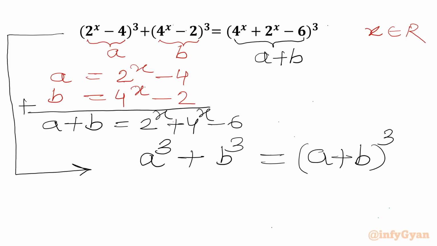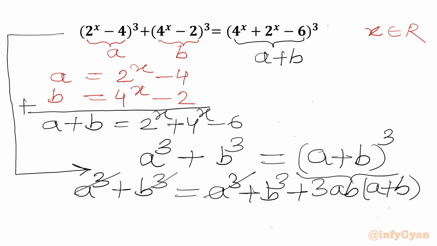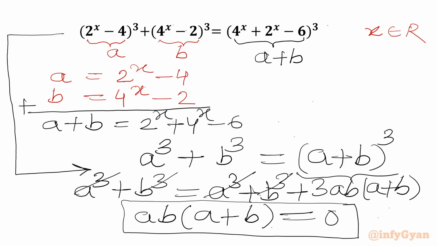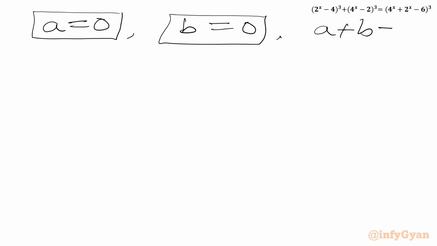Now we can use an algebraic formula here. (A + B)^3 = A^3 + B^3 + 3AB(A + B). Now A^3 and B^3 will cancel, so I can conclude A times B times (A + B) equals 0. So from this equation, either A will be equal to 0, or B will be equal to 0, or A + B will be equal to 0.